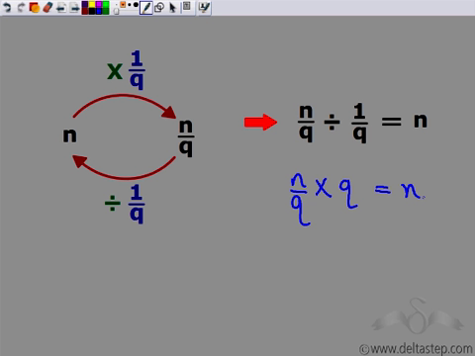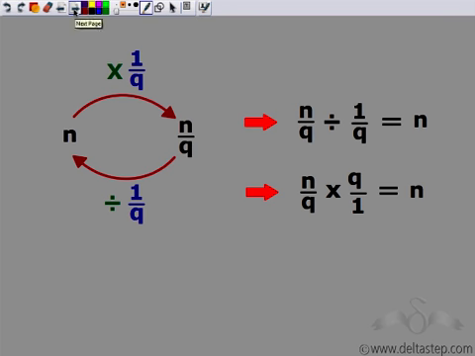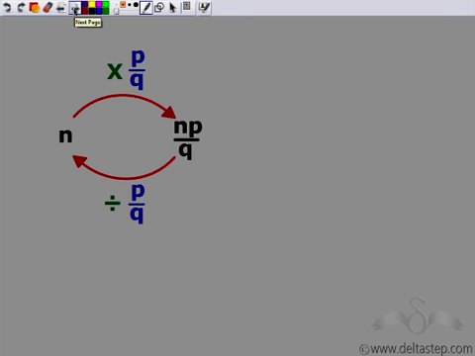So what I can see is that division and multiplication are the same, but what is changing? The second term. Here I am taking the reciprocal of this term. So n by q divided by 1 by q is n. Also n by q times q by 1 is n. So dividing by 1 by q is the same as multiplying by the reciprocal, which is q by 1. Let's take another example and see whether this works.